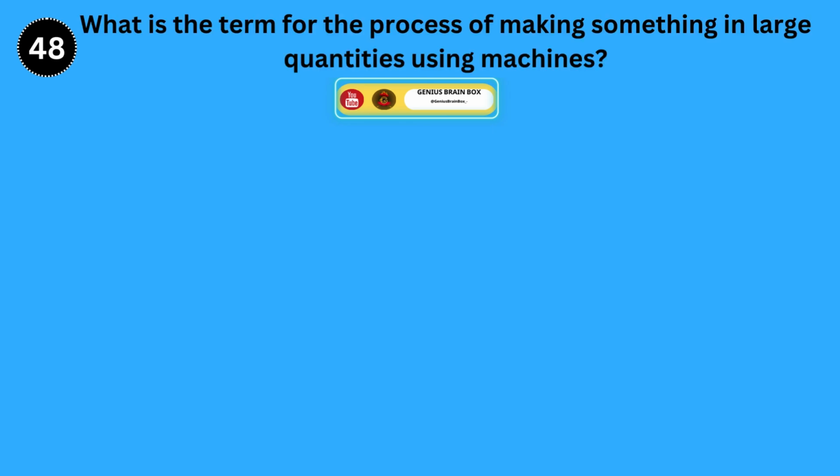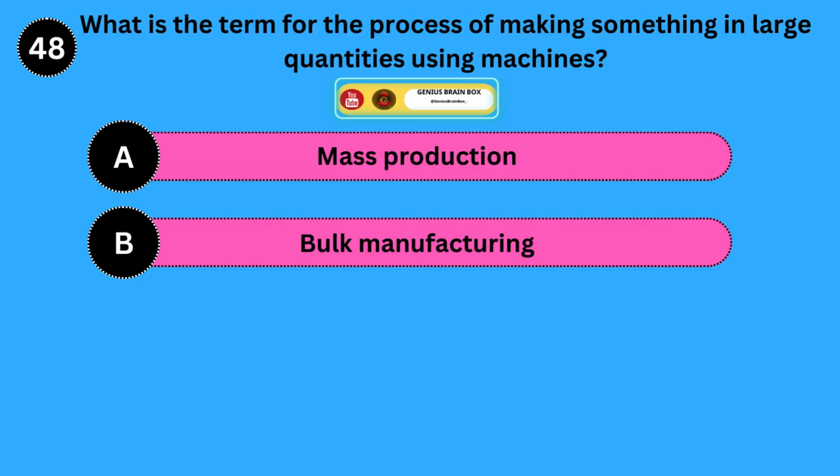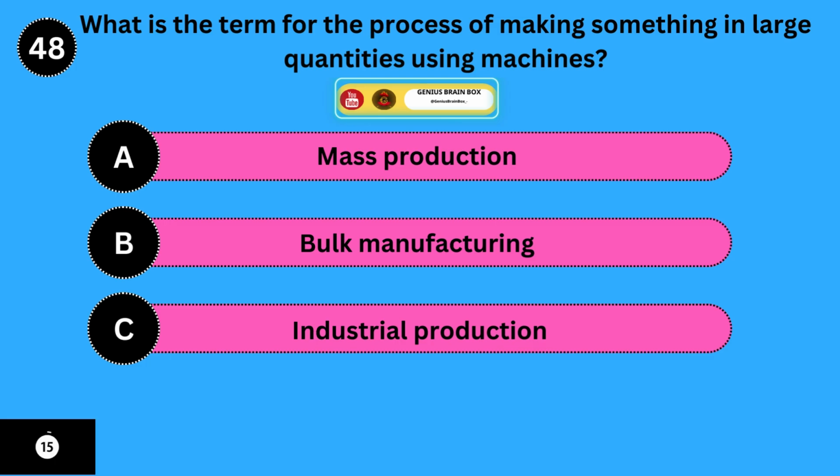What is the term for the process of making something in large quantities using machines? Option A, mass production. Option B, bulk manufacturing. Option C, industrial production.